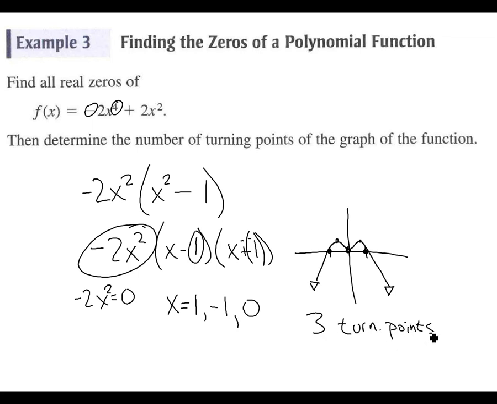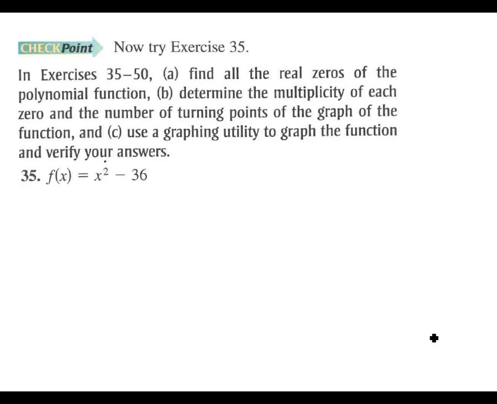All right? You can verify that by putting it on your graphing calculator, and I would definitely do that if you were unsure about any of these problems. Get them in your graphing calculator to check. All right, so use 35. Use the same thinking. Tell me all your zeros. Tell me the multiplicity of each 0 and the number of turning points, and then graph it on your graphing calculator to verify.